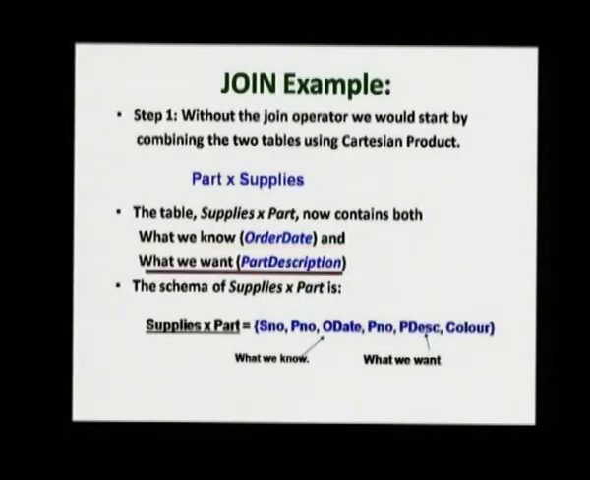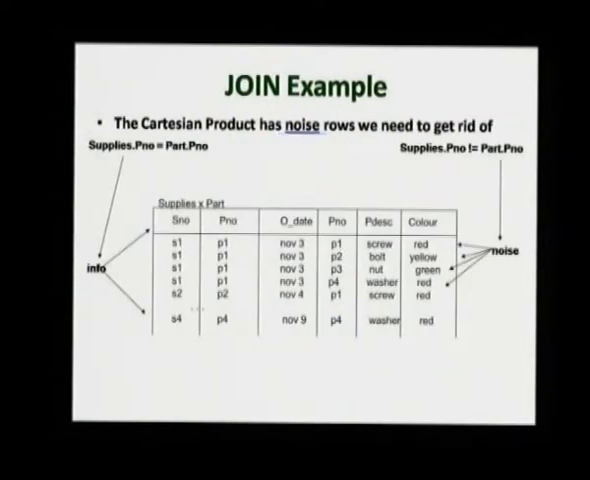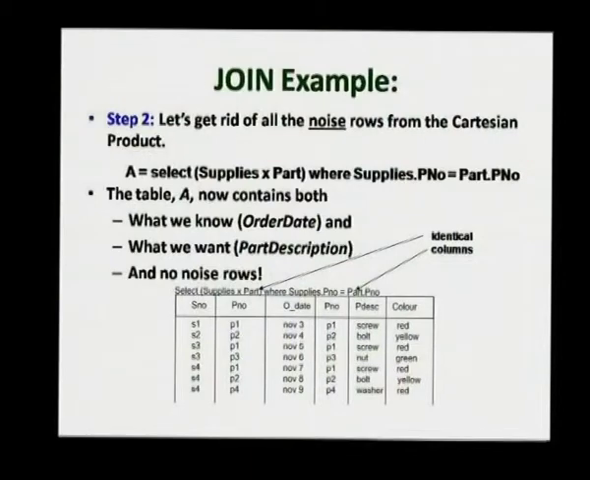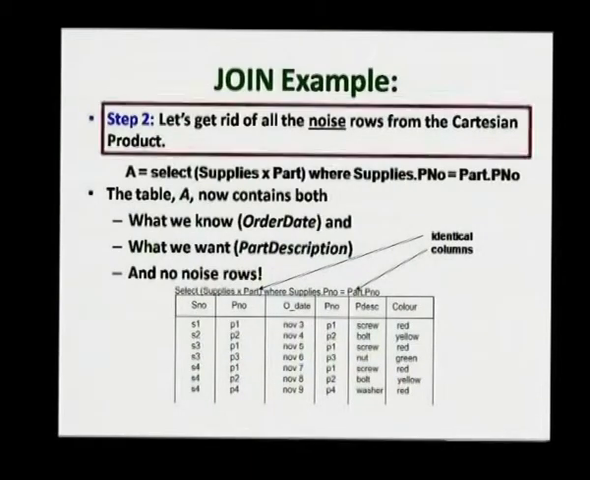What we know is the order date and what we want is the part description. So supplies and part will have S number, P number, order date, P number, P description and color. What we know is the order date and what we want is the description of the part. Now the Cartesian product will have a lot of noise rows; you can take an example and look at this. That is step 2, the Cartesian product, so you will have a lot of noise.